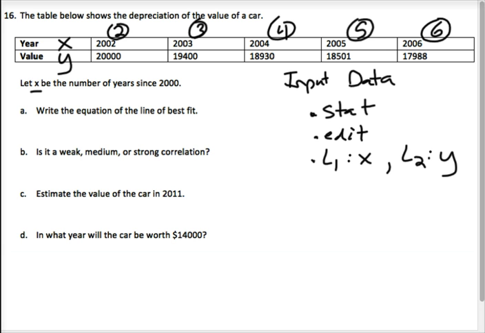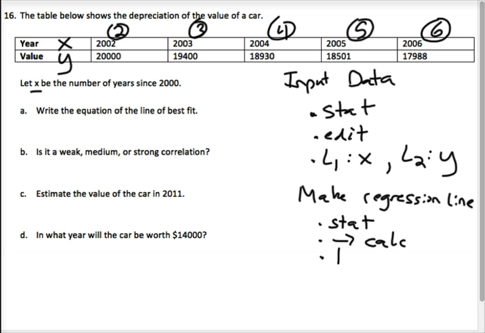All right? Now, after you input your data, you want to make your line. You want to make the regression line. Remember, to do that, you go back into Stat, you go over to Calc, and then you go down to what is called line regression, AX plus B. All right, so those are the steps to get you to the regression line.